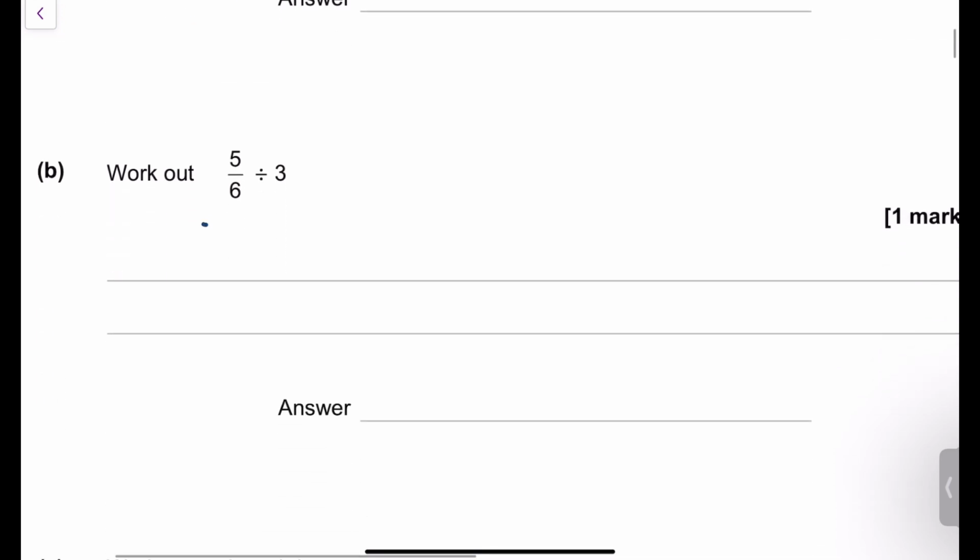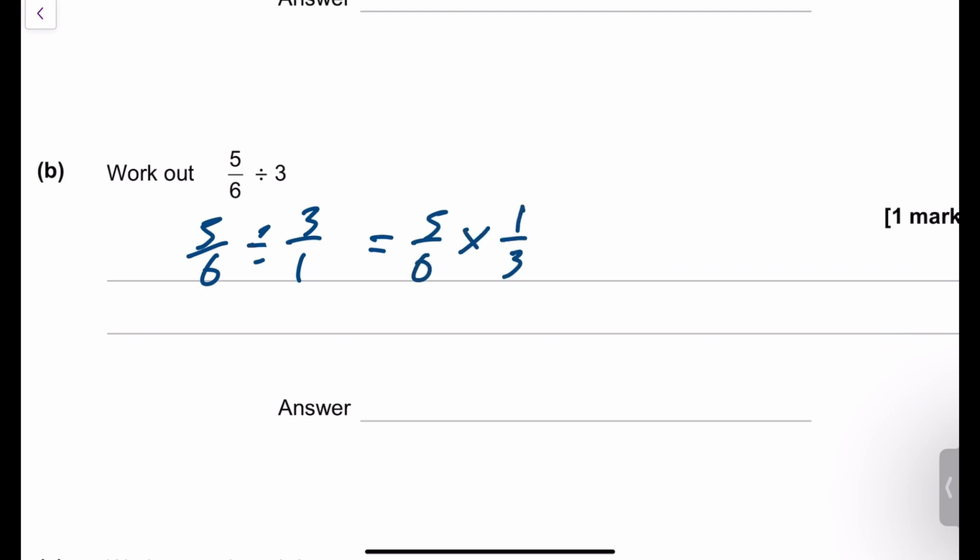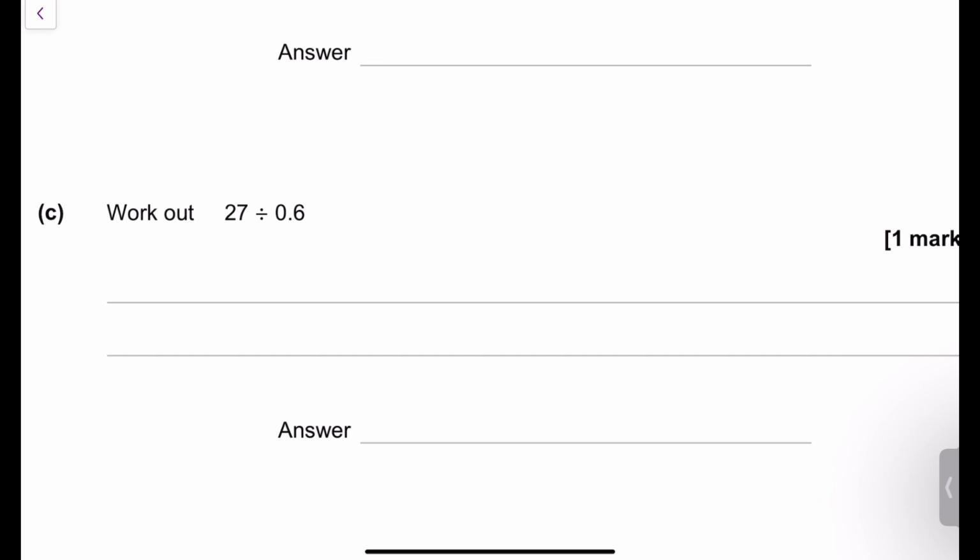Next question says work out 5 over 6 divided by 3. So write your 3 as 3 over 1. Then flip your dividing fraction, so it becomes 1 over 3, and your divide sign turns to a times. Multiply along the top, you'll have 5. Multiply along the bottom, you'll have 18. 5 over 18.